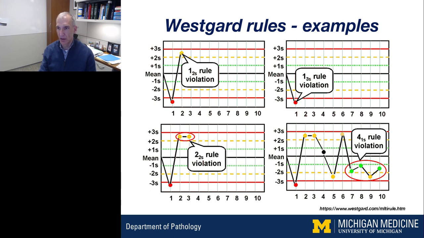And then the bottom right is the 4-1S rule. So 4 in a row that are at least 1 standard deviation outside of the mean. So these may or may not constitute failures of your run, but they certainly would require some sort of intervention and review just to determine what's going on. But these are the types of rules that can be applied to quantitative assays, and these are the types of rules that we do apply in our evaluation of QC data in our laboratory.